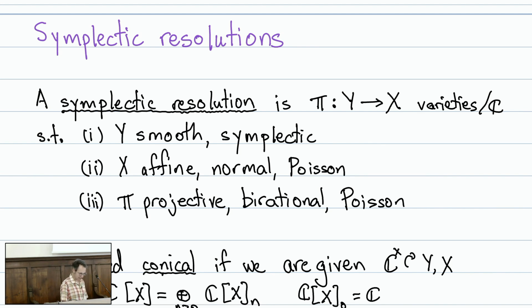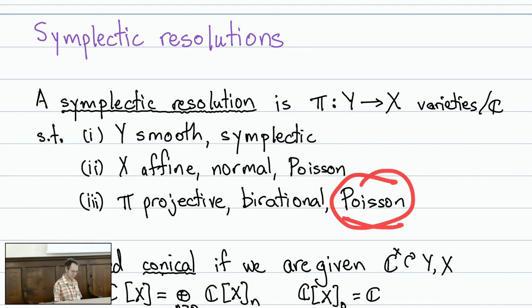OK, so everything is always in the category of algebraic varieties. And usually I work over the complex numbers, though it's not strictly necessary. OK, X, the image of this map, is affine, normal, and Poisson. And the map pi itself is projective, birational, and Poisson. Poisson here means that it respects the symplectic structure on Y compared to the Poisson structure on X.